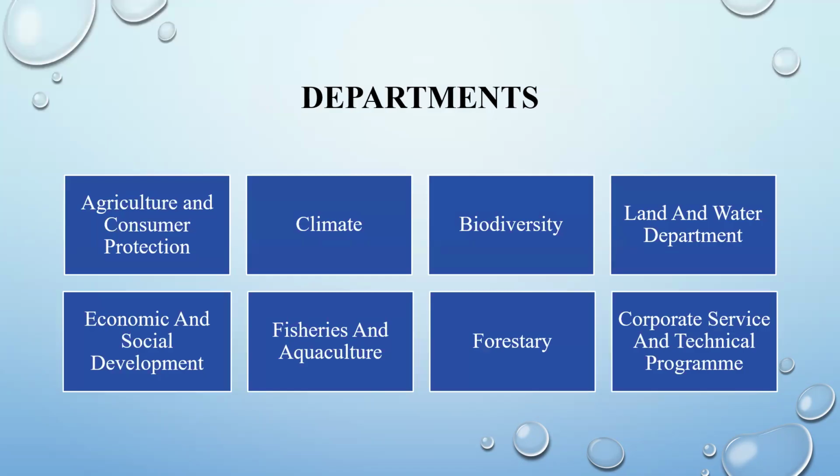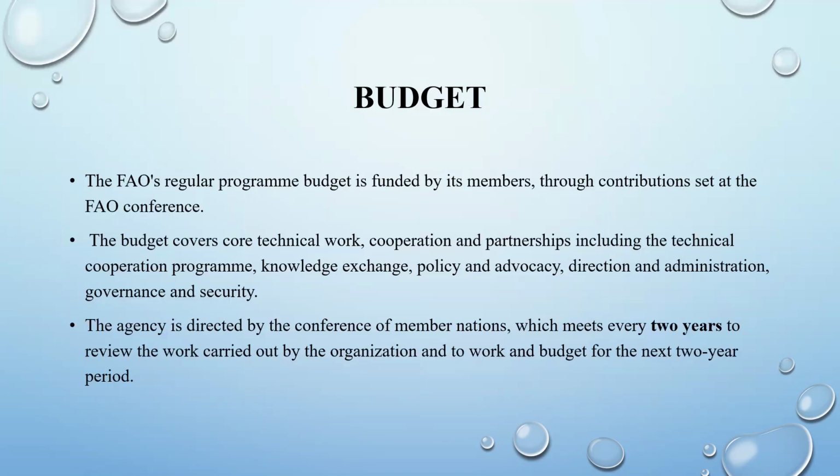Departments. The FAO has 8 functional departments, which are agricultural and consumer protection, climate, biodiversity, land and water department, economic and social development, fisheries and aquaculture, forestry, and corporate services and technical programs. We will discuss a few important departments later.